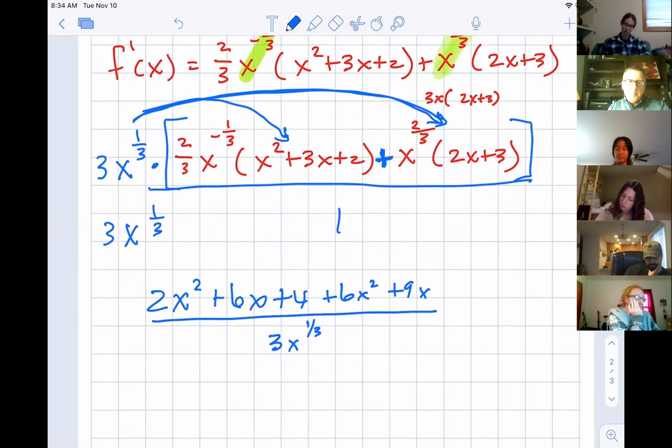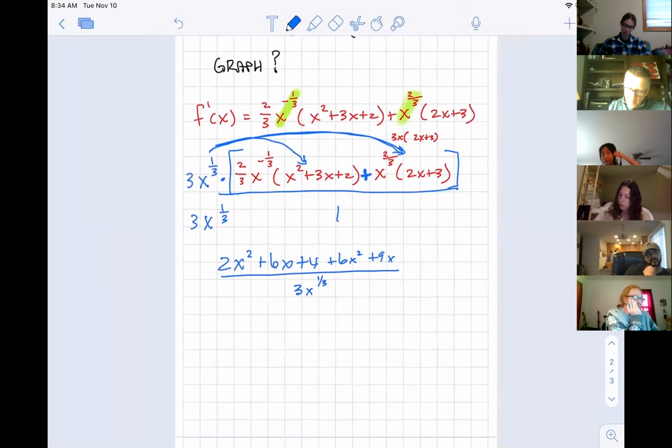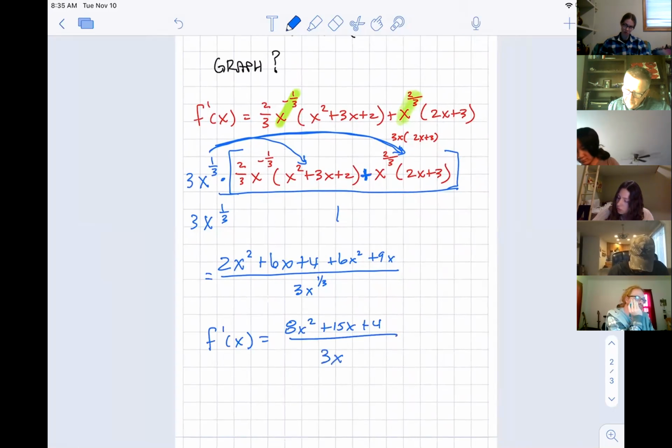And now I see, hey, that top equation is a squared equation. And man, is that ever nice. That is way nicer than it was before. So that's a cool simplification trick. And so that's my derivative. Now what is my derivative? I think I can write the simplified version of it. So then it's 2x squared plus 6x squared, which is 8x squared. And then 6x plus 9x is 15x. And then there's a 4 that comes along for the ride. And then there's a 3x to the 1/3 on the bottom, or 3 times the cube root of x.